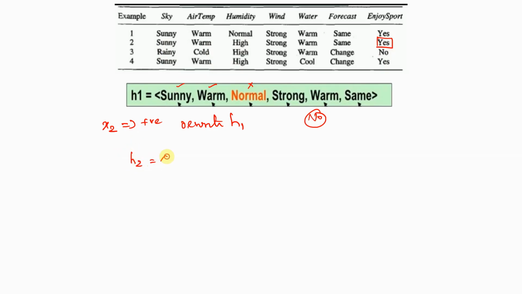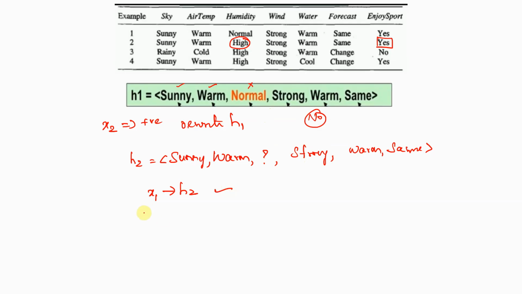So when I rewrite, sunny gets accepted, no problem. Warm gets accepted, no problem. But normal and high are opposite values. So to accept both of them, I have to go for the general symbol. Next is strong, next is warm, and next is same. Now if I try to pass X1 in H2, you see X1 is sunny, warm, normal, and the hypothesis has a question mark, which is anything, so both will pass. Strong, warm, same, it gets passed. The target is yes, and the output is also yes.